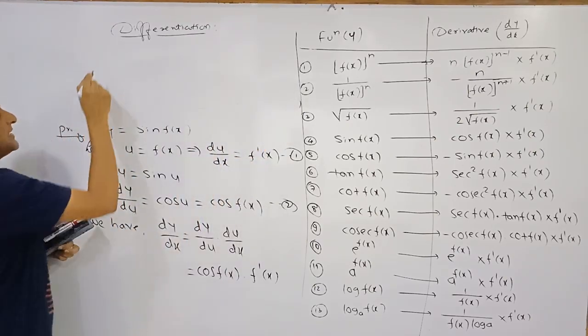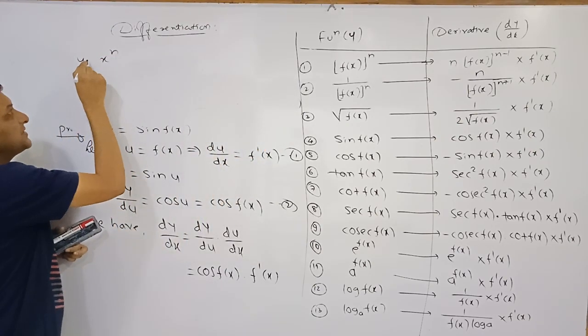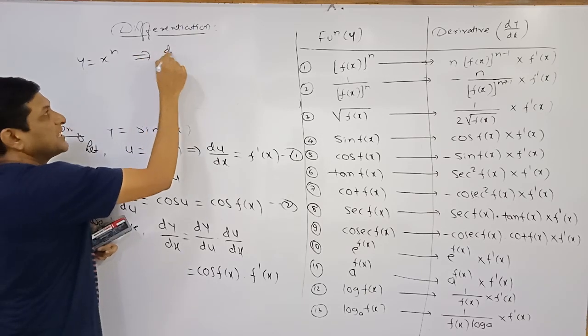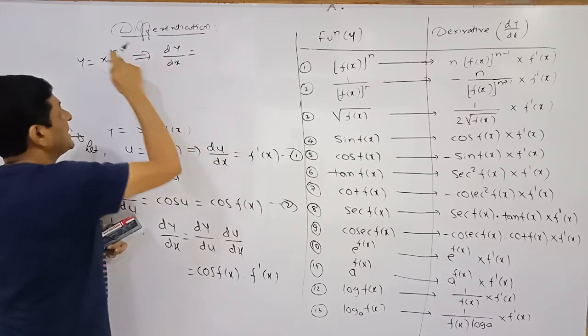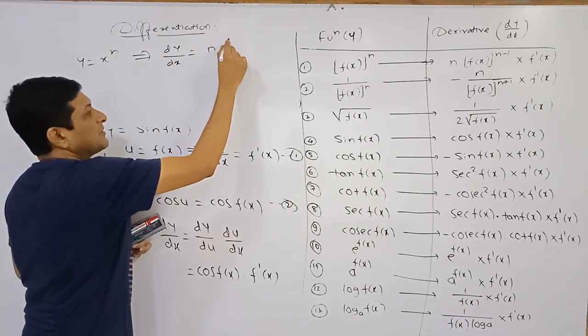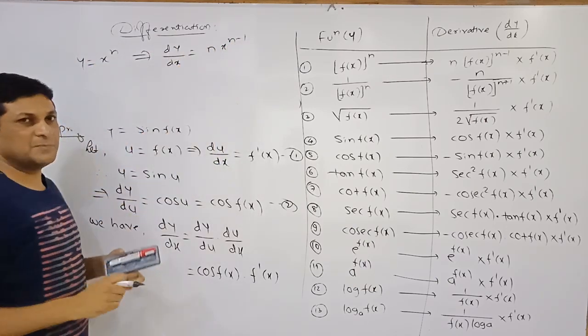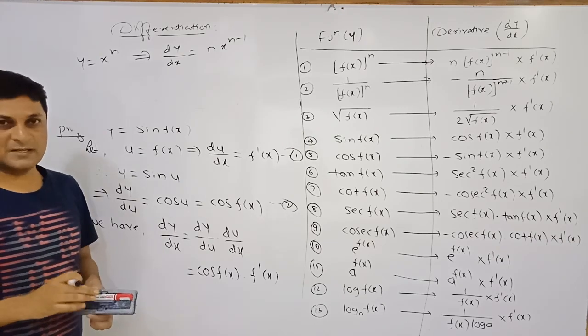First standard formula is x raised to power n. If y is equal to x raised to power n, then its derivative dy upon dx will be equal to, first take this power as a coefficient and decrease power by 1. So this is the simple formula to find the derivative of x raised to power n.